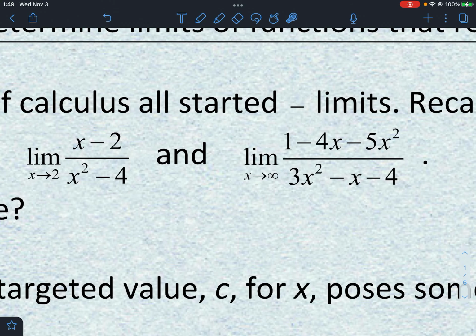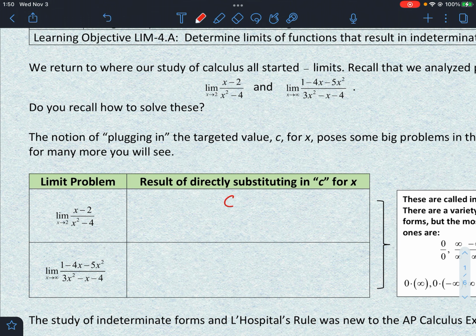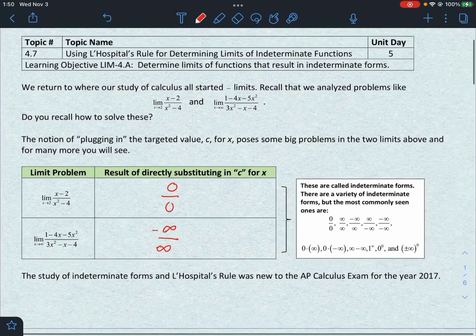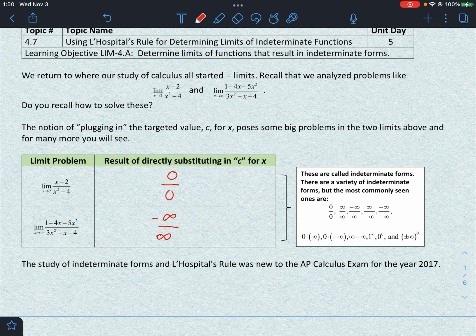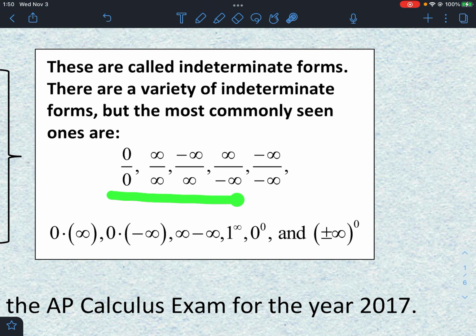Okay, if we tried that, if we put 2 into the first limit, we would get 0 in the numerator and 0 in the denominator, so 0 over 0. If we put infinity into the second one, we would get negative infinity in the numerator and infinity in the denominator. Okay, these are called indeterminate forms. Basically, they aren't numbers. Okay? There are a variety of these. You can see here, we got 5 like this and another 6 or 7 like that. All these forms are called indeterminate forms.